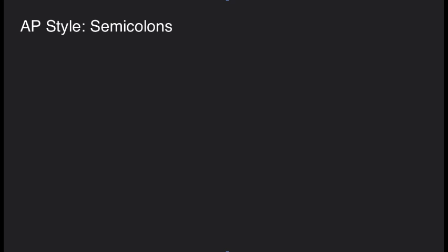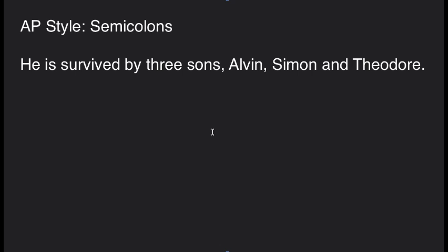Organizing lists. So let's say obituaries are always good examples because they always have lists of names in them, so it's easy to draw examples from it. He is survived by three sons, Alvin, Simon, and Theodore. Okay, so three sons. We got one list with three things. Notice there's no comma before "and" right there, because again it's a list of three. Okay, I guess technically if you wanted to, you could use a colon here. We usually don't do that because you're gonna see how messy that would get with the multiple lists within these types of articles.